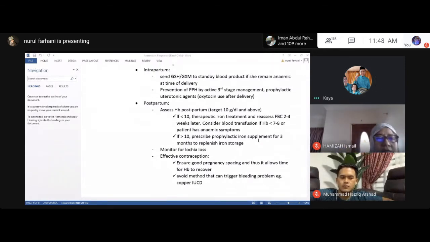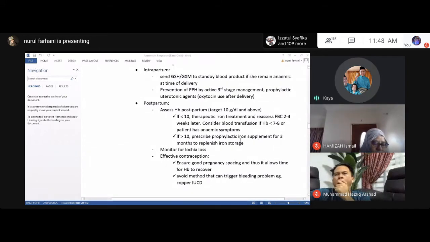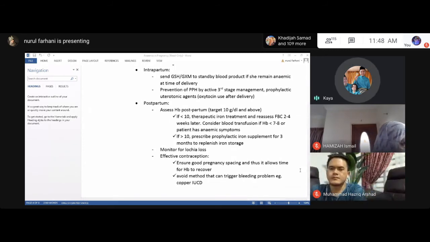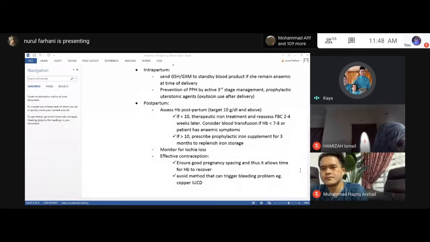Okay. Other than that, we would advise on contraception, and avoid contraception that would cause bleeding, such as the copper IUCD. It is not indicated, but the Mirena IUCD is fine. Okay, I think that's all for my presentation.